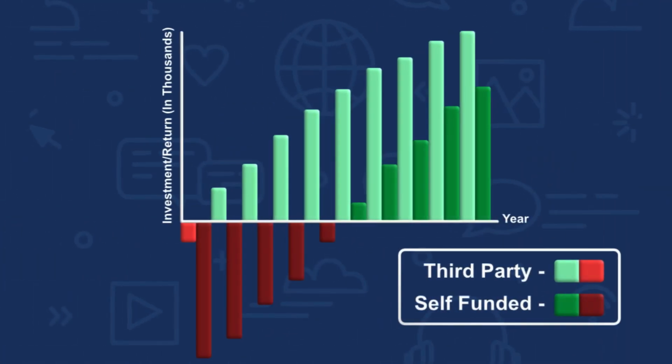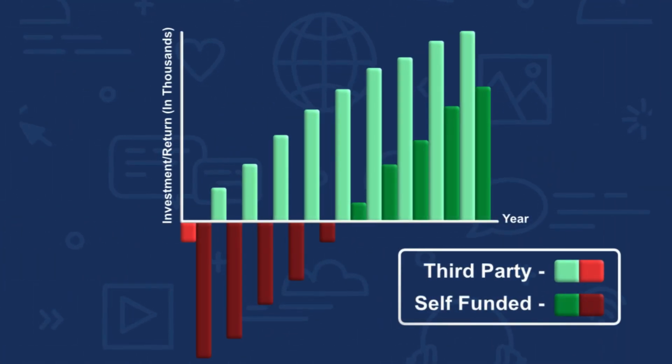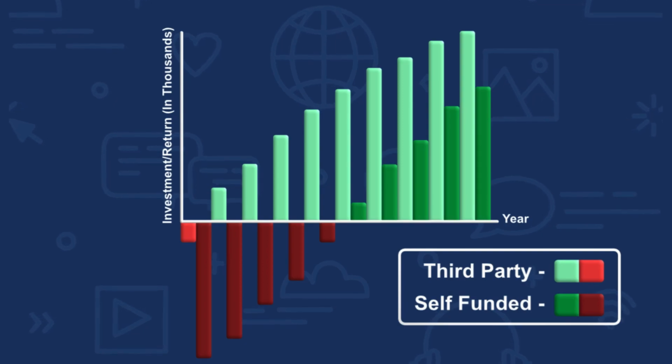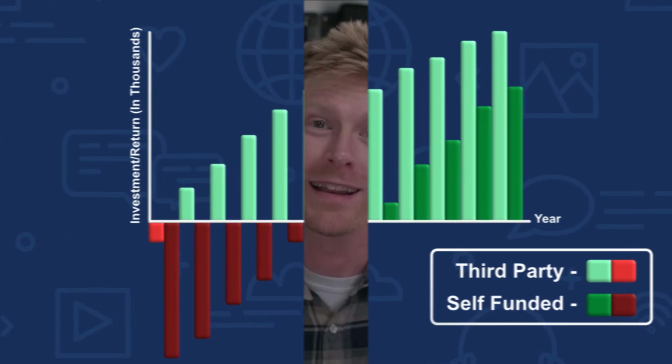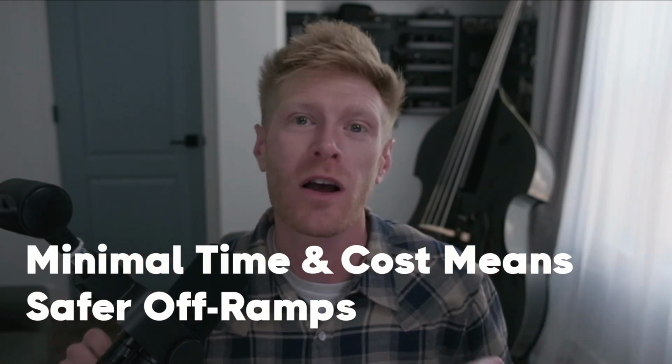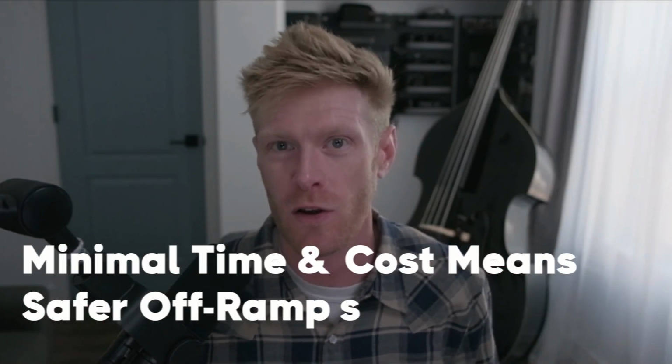Check out this ROI curve for a company developing its own app at this 25 to 100K mark versus integrating a third-party solution. As you can see, the returns are nearly immediate. And if it doesn't work out, you haven't spent hundreds of thousands of dollars and hours on the project. The barrier to exit is much lower, making it a much safer investment.